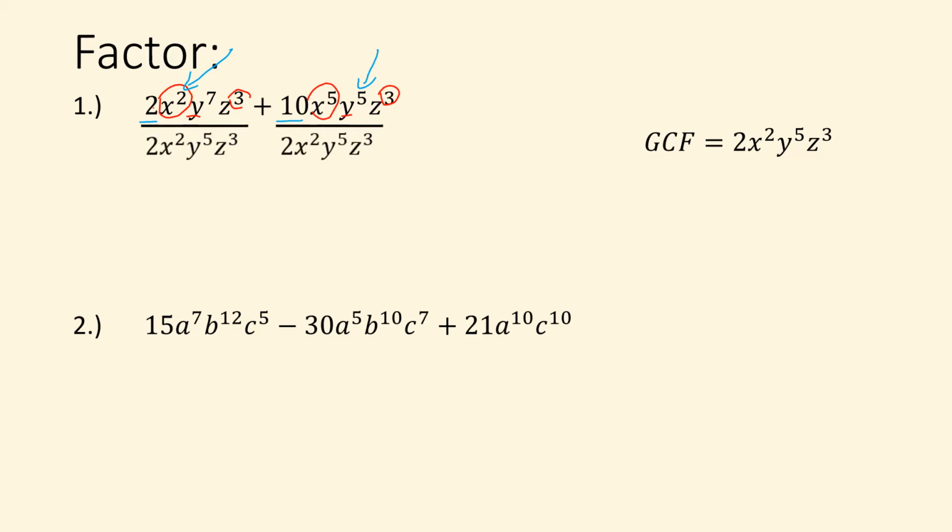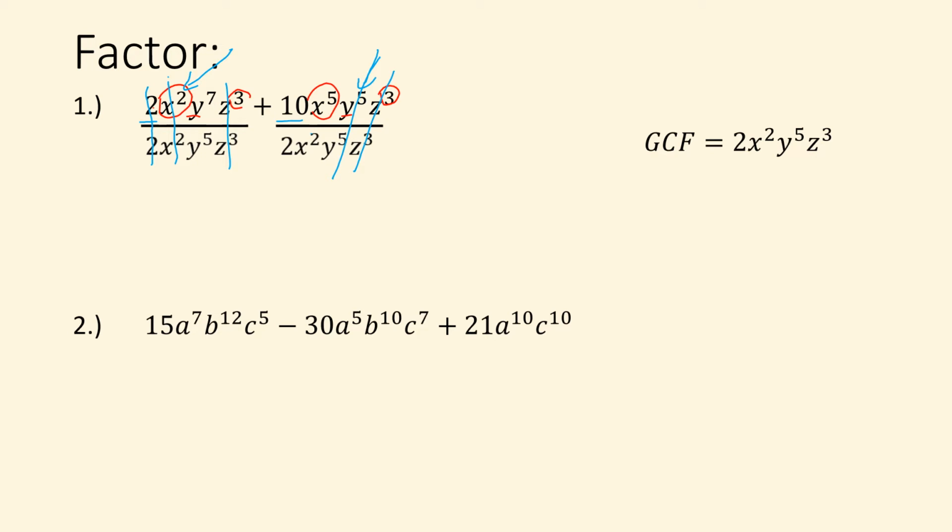So our next step is to divide everything by that GCF. These 2's are going to cancel. These x's are going to cancel. These z's are going to cancel. We still have y's left; we'll come back to that. Over here, these y's will cancel. These z's are going to cancel. These last two terms are going to simplify.